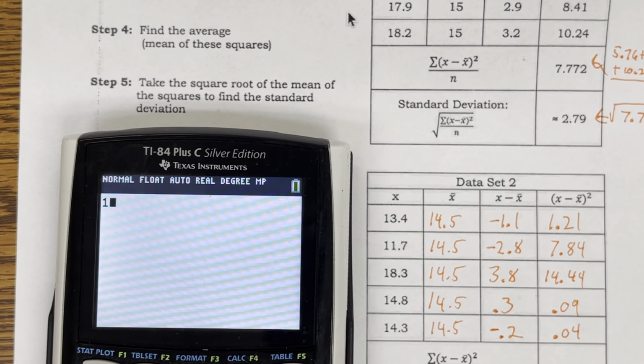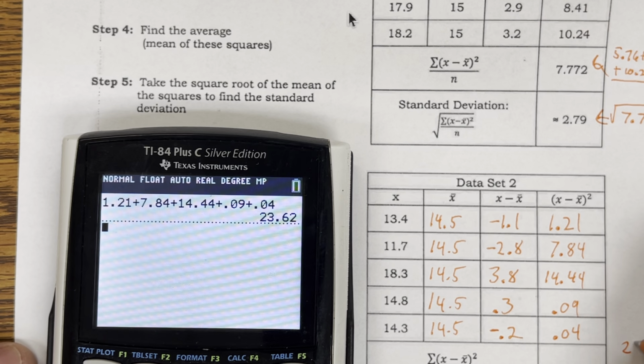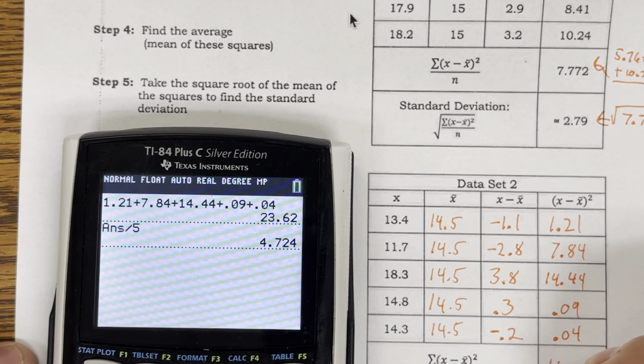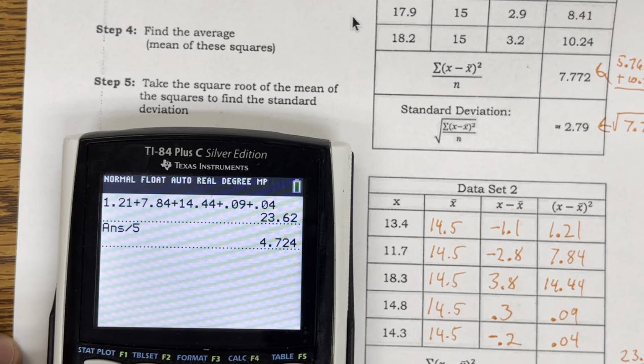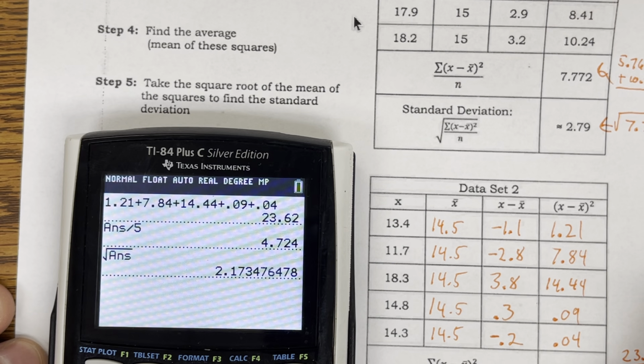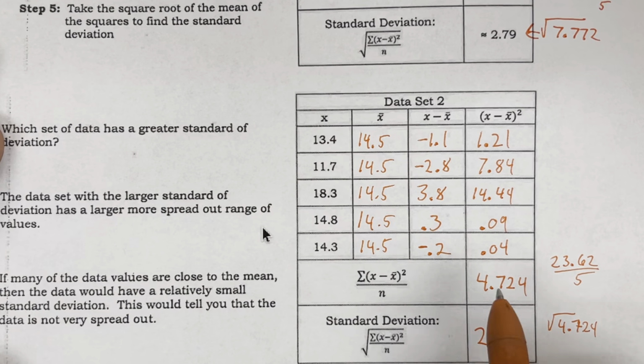So that's my next step. 1.21 plus 7.84 plus 14.44 plus 0.09 plus 0.04. Enter. So this is 23.62 divided by 5. 4.724. Take the square root of that. And we get 2.17 for the standard deviation. So after I took the square root, 2.17.